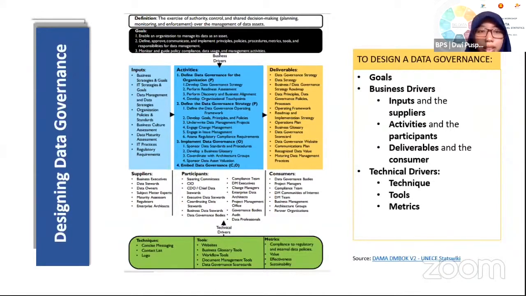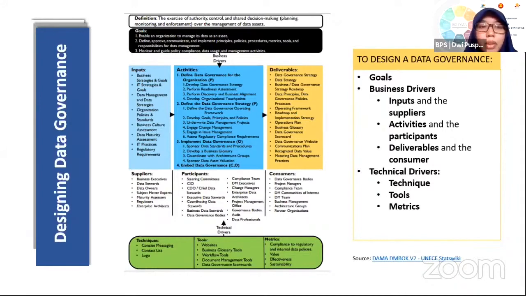So first you need to define the goal. Why do you want to implement a data governance? For example, the goal is we want to enable an organization to manage data as an asset. Maybe you can download the book later to get a clearer picture of this. So basically, first we need to define our goals. And then after we define our goals, we need to define the business drivers and the technical drivers that we need in order to realize and achieve those goals.